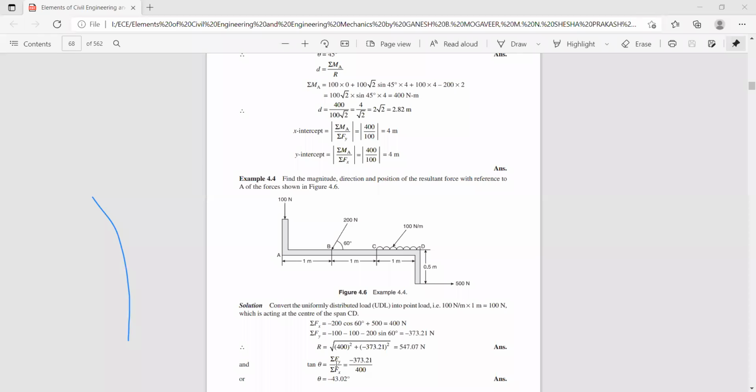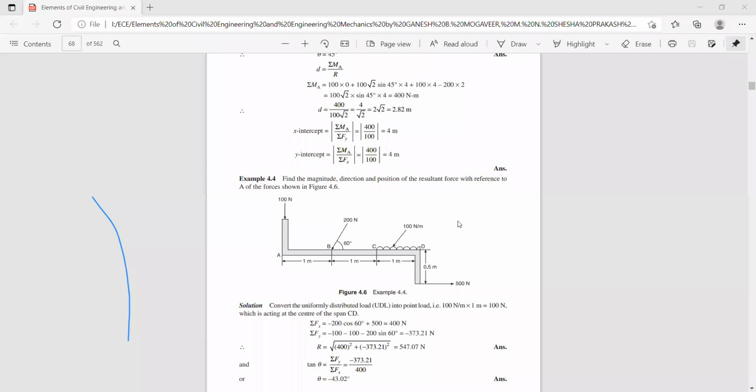You can neglect the sign, no need to take it, because the resultant magnitude is always a positive value. So theta is 43.02 degrees. That means the resultant is acting in the fourth quadrant and makes an angle of 43.02 degrees with respect to the x-axis. Now we have calculated the magnitude and direction of the resultant. The next job is to find the position of the resultant with respect to point A, which is nothing but R into d.